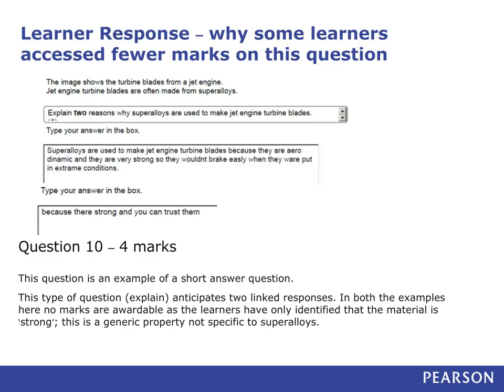Many learner responses demonstrated an understanding of the alloying process or that jet engines operate at high temperatures. This knowledge by itself is not awardable, however, and only the most able learners were able to associate the features of a superalloy that make it an ideal material in the specific application.